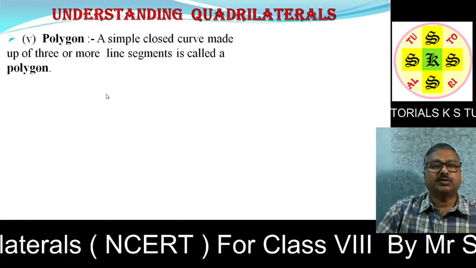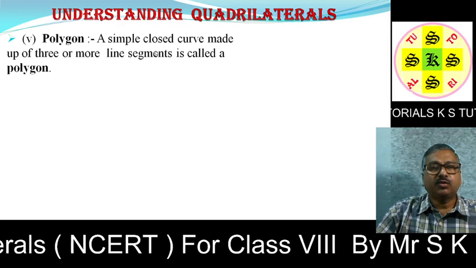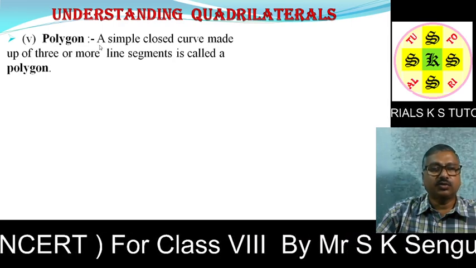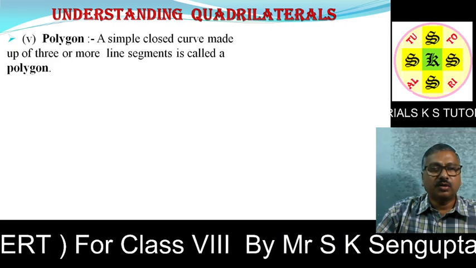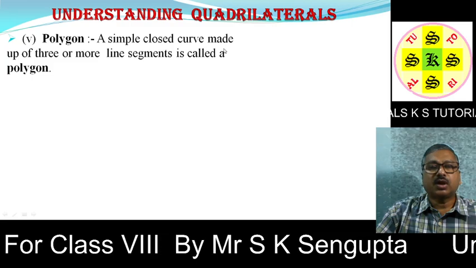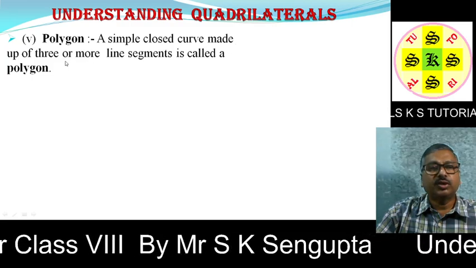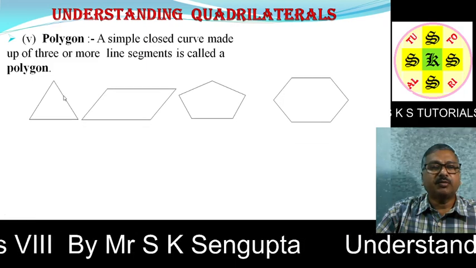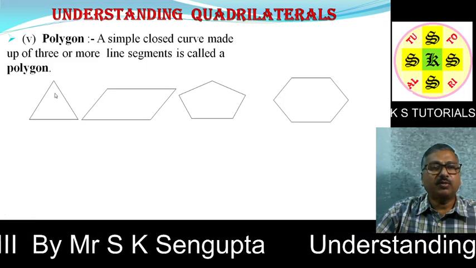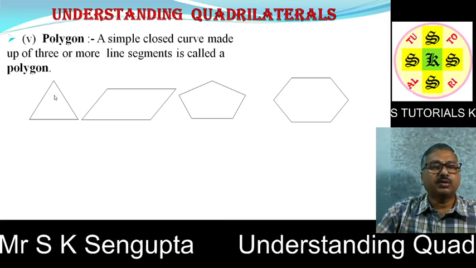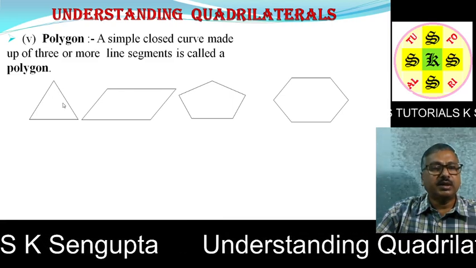So now polygon. What is polygon? A simple closed curve. We already discussed what is simple curve and what is a closed curve. Now I am going to discuss what is polygon. A polygon is a simple closed curve made up of 3 or more line segments. So it should be entirely made up of line segments. The minimum number of line segments should be 3. We cannot form a closed figure with less than 3 line segments.